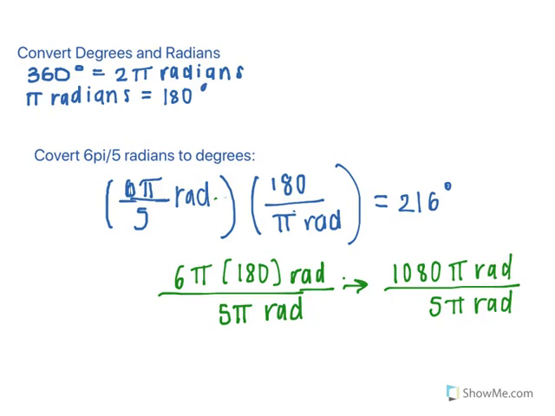Now, we can just cross out the pi and cross out the radians. So, 1080 over 5 equals 216. So, therefore, we would get 216 degrees is 6 pi over 5 radians.